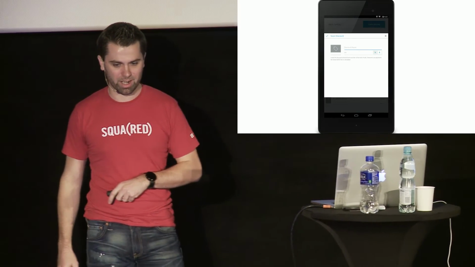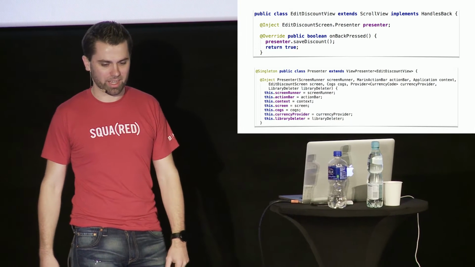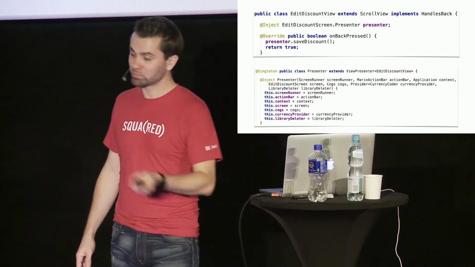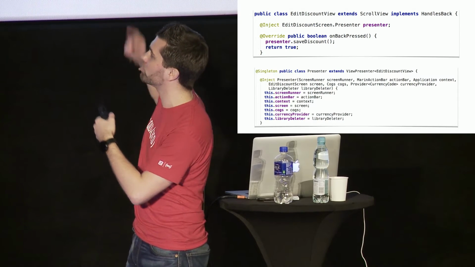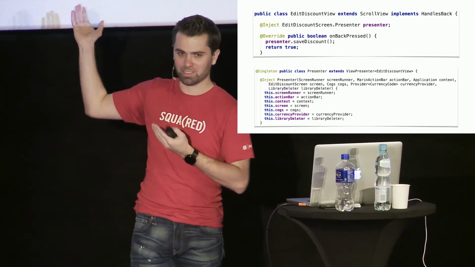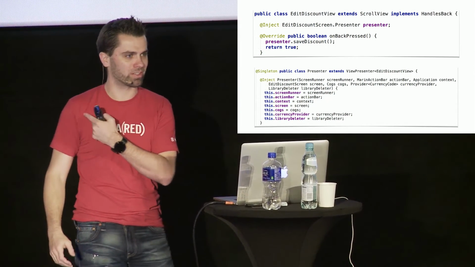So let's come back to our example here of the discount. We have a discount view, very simple. And we're using Dagger now. So we're getting a presenter injected by Dagger. And then when you press back, we say, hey, presenter, it's time to save the discount. Okay? So in the presenter, I'm just going to show, the presenter knows about the view and injects all of its dependencies. Well, it needs a whole lot of things, and maybe we could split that code because that's a lot of things in the constructor. This is actual real code that's shipping in Register.